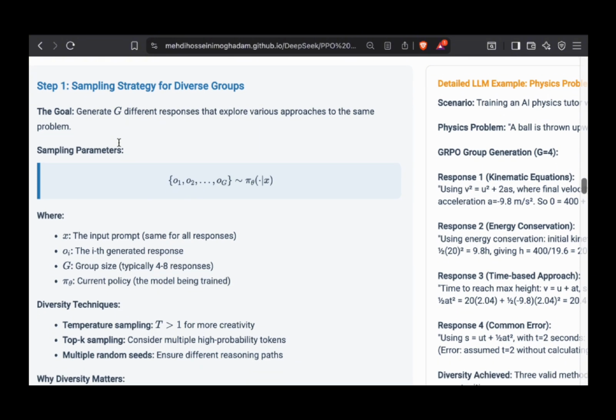The goal, generate G different responses that explore various approaches to the same problem. We have output 1 up until output G, and we sample them all from this policy, given the context or question or prompt of X. X is the prompt, O of I is the I-th generated response, G is the size of the group, typically something around 4 to 8, and pi is the current policy.